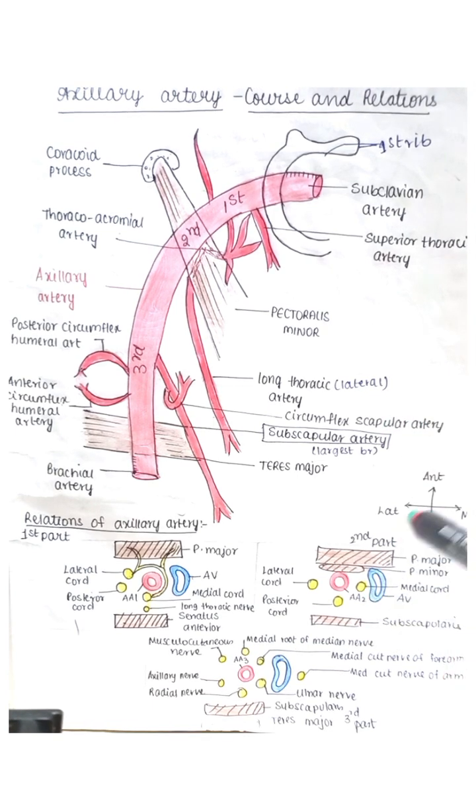Now the second part, easy to summarize. Anteriorly, pectoralis major and minor. Posteriorly, subscapularis. Laterally, the lateral cord. Medially, the medial cord along with the axillary vein. And posteriorly, the posterior cord.